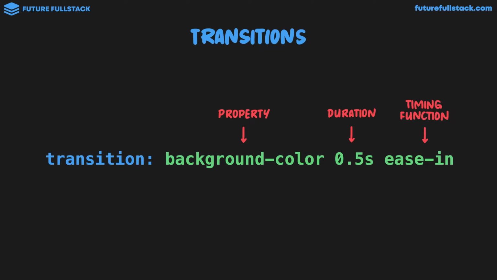We're going to be looking at the timing function in more detail soon, but it is responsible for how we use our 0.5 seconds. Do we want the transitioning happening really fast to start and then slowing down, or really slow to start and then speeding up?